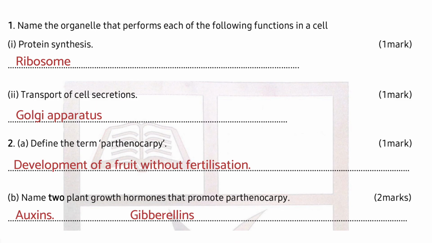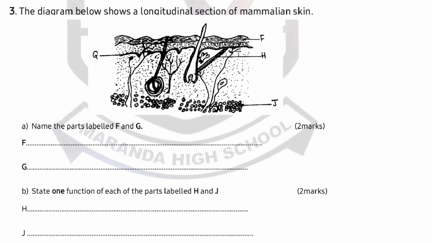Number 3. The diagram below shows a longitudinal section of mammalian skin. Okay, let's take a minute and observe the diagram. If you need more time, just pause the video and take however much time you need. Part A. Name the parts labeled F and G.